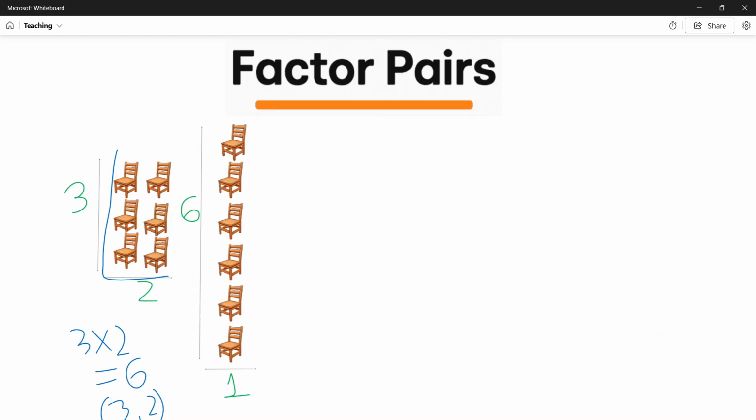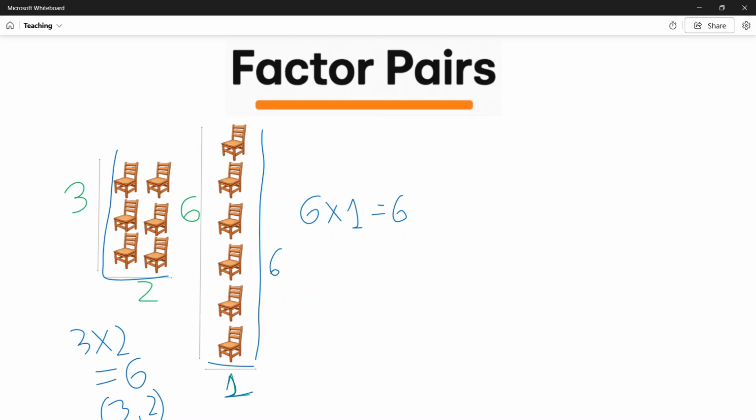Similarly for this one, again this is going to be 6. 6 times 1 is just 6. So we get another way of arranging our chairs. Say we arrange like this, or we arrange like this.